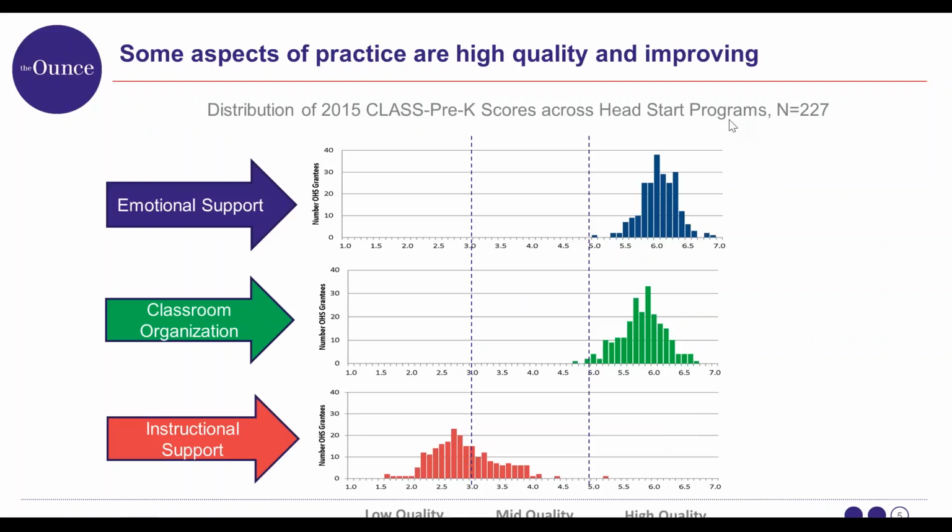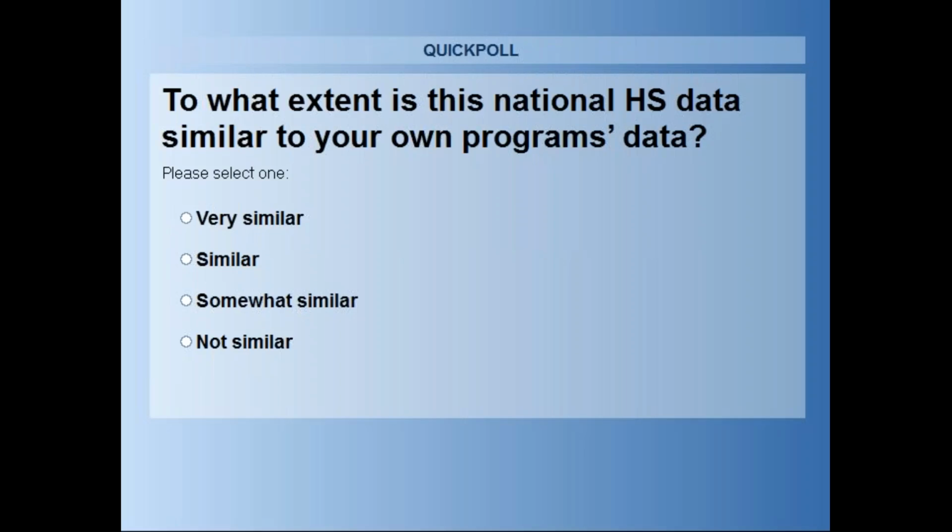So here, just looking at the teacher-child interactions, we have a graph showing the distribution of class pre-K scores for all Head Start programs. This is data from 2015. And the scores are in the 3 domains of emotional support, classroom organization, and instructional support. I understand you're all familiar with the class, so let's do a quick poll. To what extent is this national Head Start data similar to your own program's data? Would you say it's very similar, similar, somewhat similar, not very similar, or don't know?